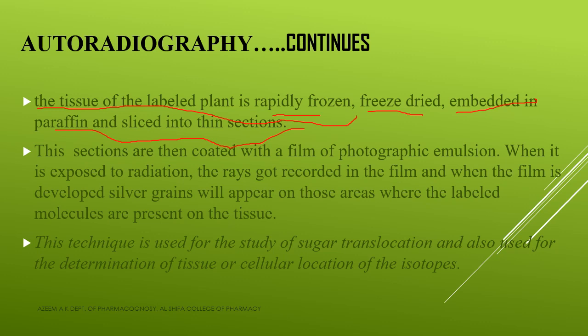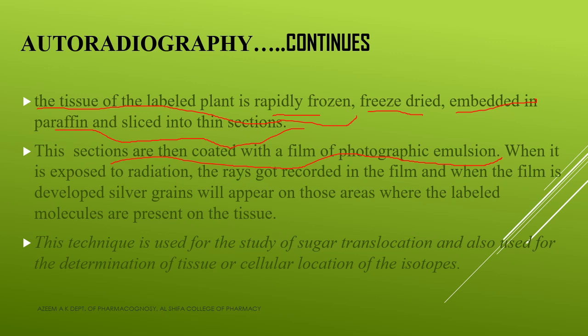This radio labeled compound has the capacity to emit beta or gamma radiation, and this may attach to the photographic plates, and an image is obtained, and this is known as the autoradiograph. After this, the tissue of the labeled plant should be rapidly frozen, then freeze dried, and after that embedded in paraffin and sliced into thin sections. Now this section should be coated with a film of photographic emulsion.